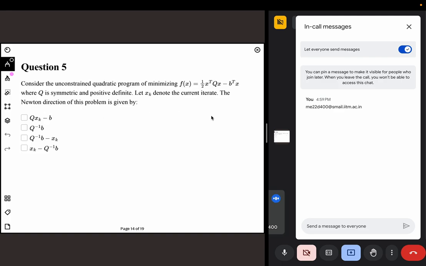This is also something we discussed some time back. So we have an unconstrained quadratic problem. Minimize f of x is this, where Q is a symmetric and positive definite matrix. Let xk denote the current iterate. The Newton direction of this problem is given by.